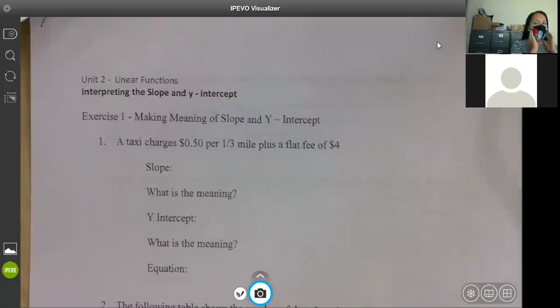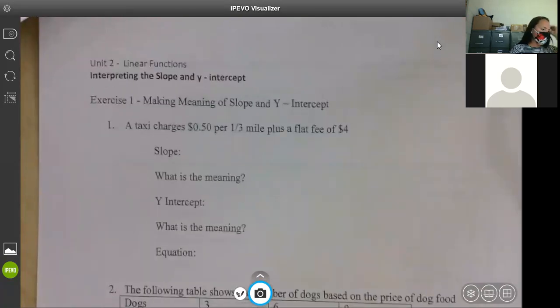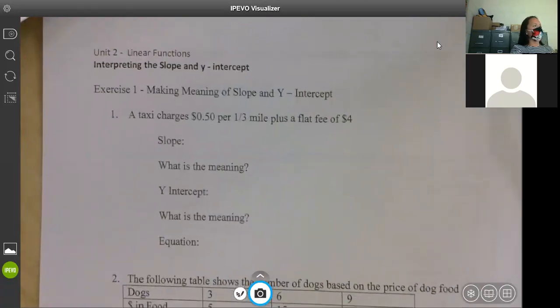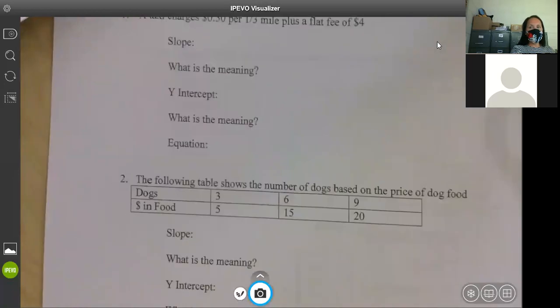All right, so a lot of what we do today is just writing stuff out. So you're going to have to write it out or type it out on your quiz. So exercise 1 says making the meaning of the slope and the y-intercept. I'm not a big fan of number 1, so I'm actually going to skip it and go to number 2.